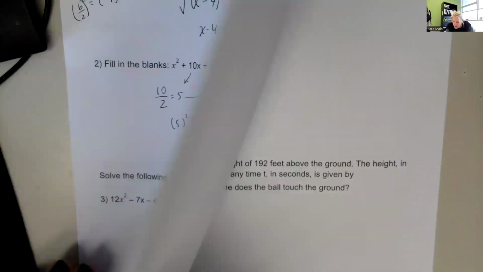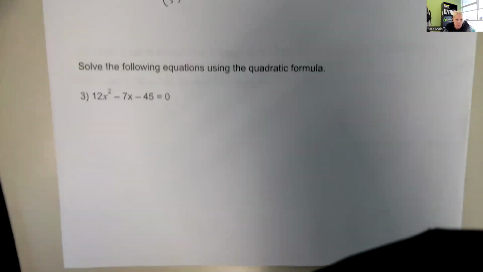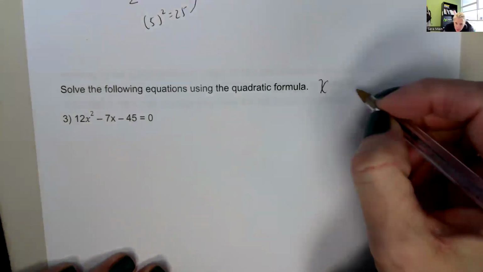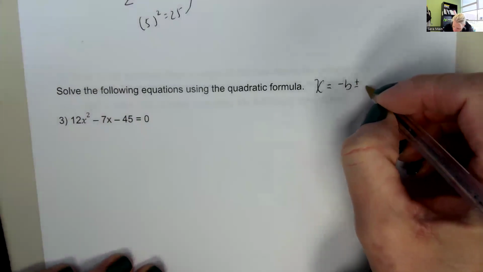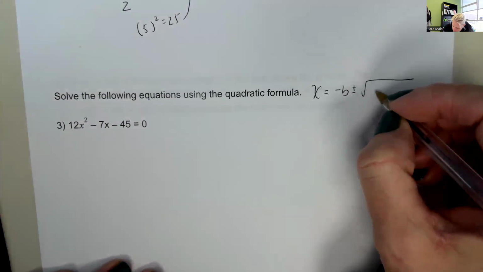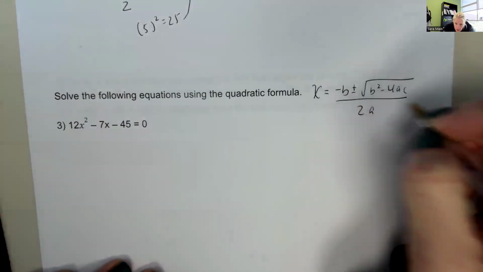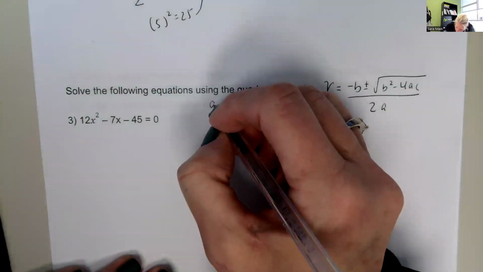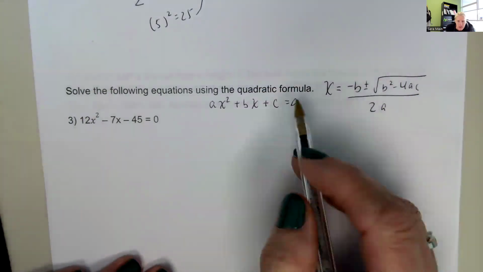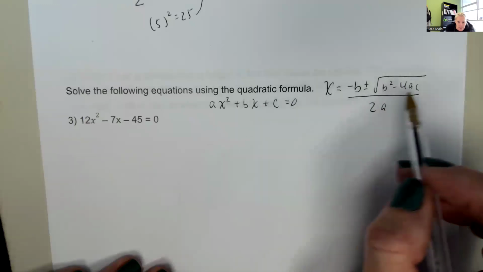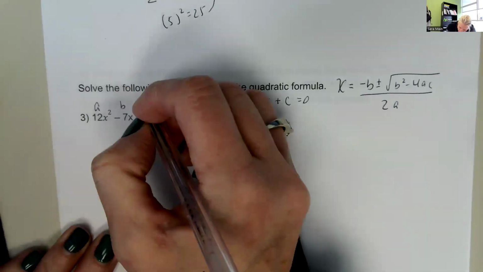Okay, questions 3 through 5 are all going to be practicing using the quadratic formula. And the quadratic formula, remember, is a way for us to solve for the x-intercepts. It's taking the opposite of b plus or minus the square root of the discriminant, which is b squared minus 4ac, all over 2a, when we have ax squared plus bx plus c equals 0. So we have to have all the terms to one side equal to 0 to be able to use the quadratic formula. So this is my A, my B, and my C.